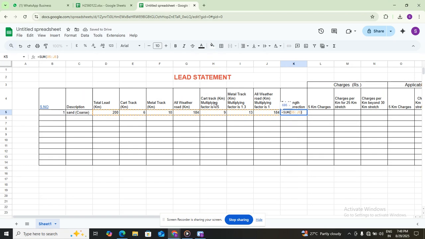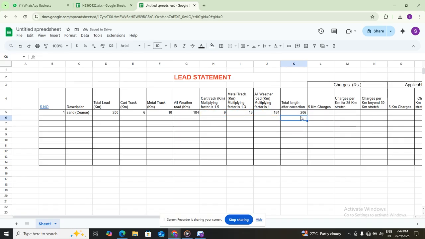Total length is nothing but we need to add up these three things: cart road plus metal track plus all weather road. We need to change this formula of H9 to H5 to these three things. We need to add these three things.